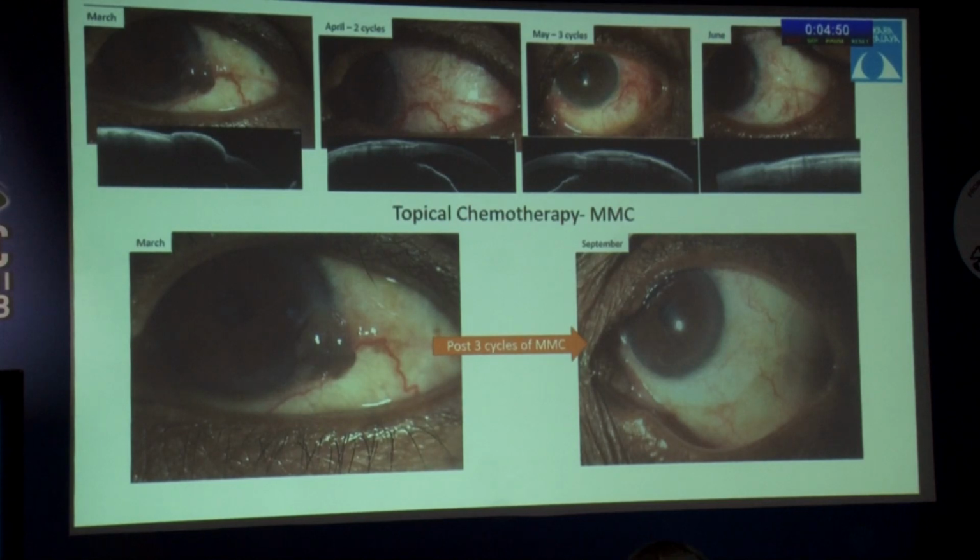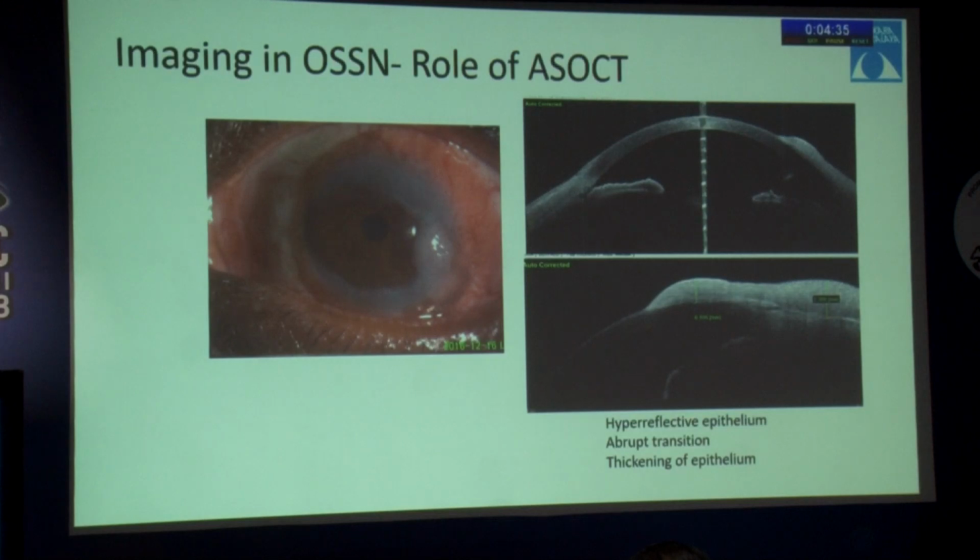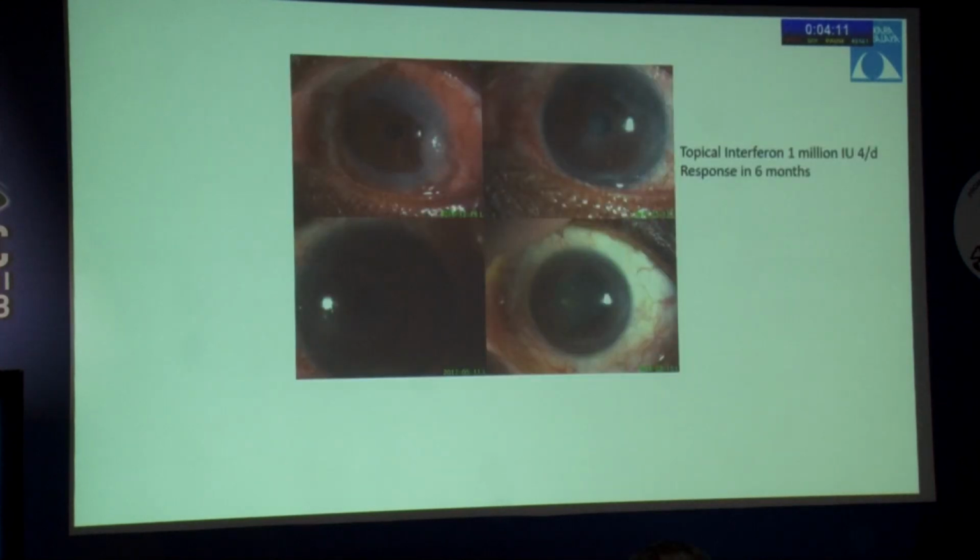This is another case of pigmented OSSN that was treated with topical chemotherapy using mitomycin C, where you can see the complete resolution of the tumor. This is to highlight the ASOCT features of OSSN, which are very characteristic: the hyperreflective epithelium, the abrupt transition between the normal epithelium and the involved epithelium, and significant thickening of the epithelium. And unlike the earlier 2 cases where we used topical mitomycin, this was a patient in whom we used topical interferon, and you can see the complete response in 6 months.